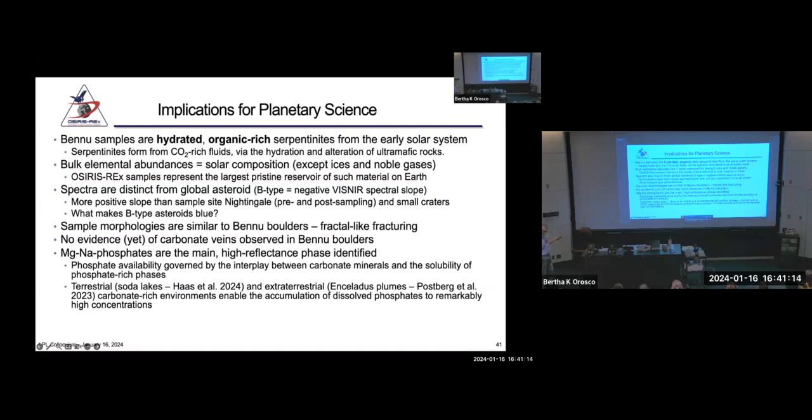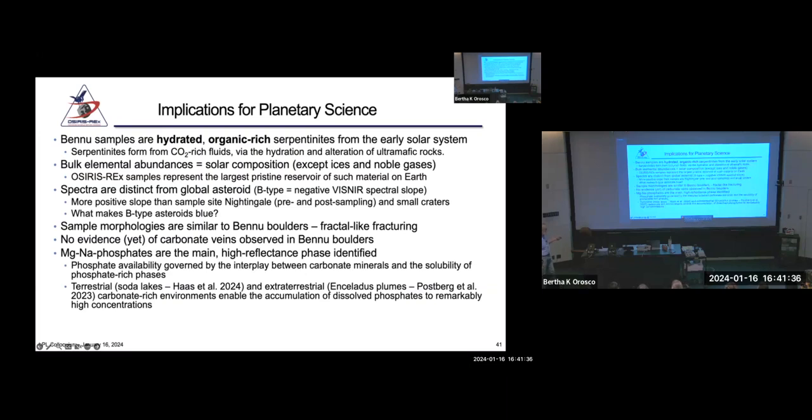We're also thinking maybe it's igneous, unlikely, but it could be. Maybe it's a vapor phase deposition. That might be more likely. But right now I'm thinking fluid systems. That would make sense with the serpentinite. And that we're looking at an enhanced phosphate in the residual fluid based on the interplay between carbonate minerals and the solubility of the phosphate-rich phases.